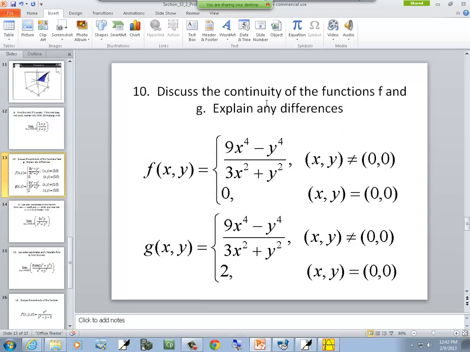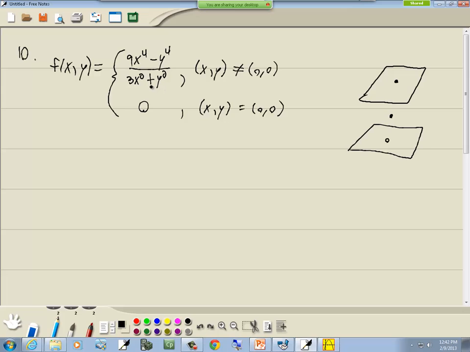Okay, so discuss the continuity of the functions f and g and explain any differences. Well, obviously (0, 0) is where I have a problem, because if I put 0 in for x and 0 in for y, I get a 0 in the denominator. So the question is, do these approach the same value? They approach the same value when we're talking about limits.